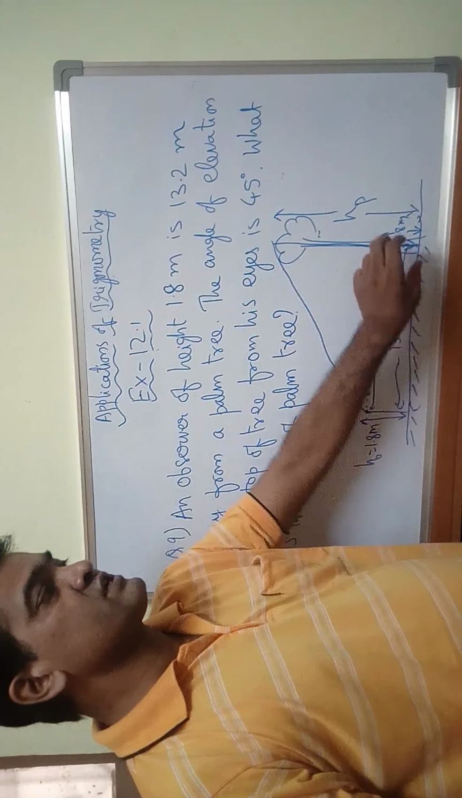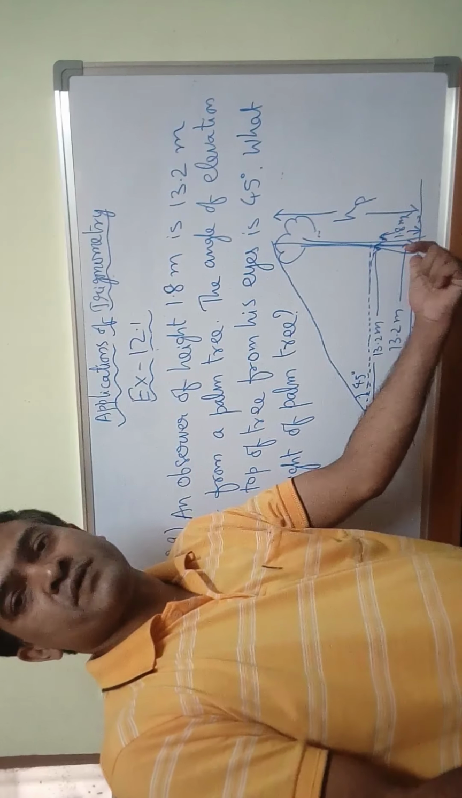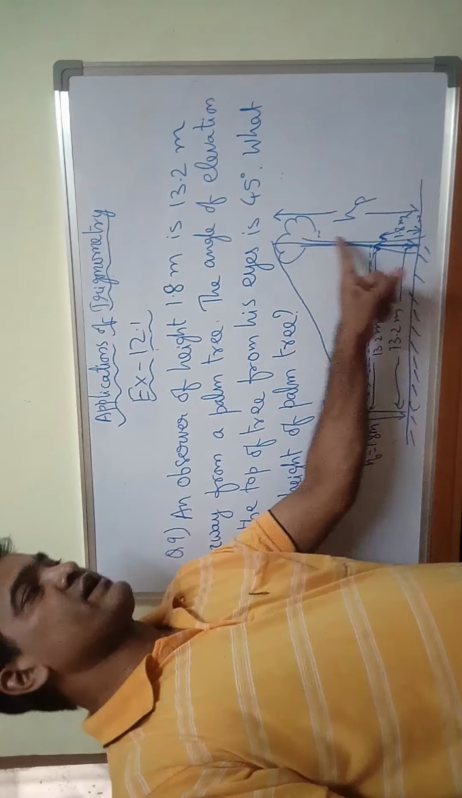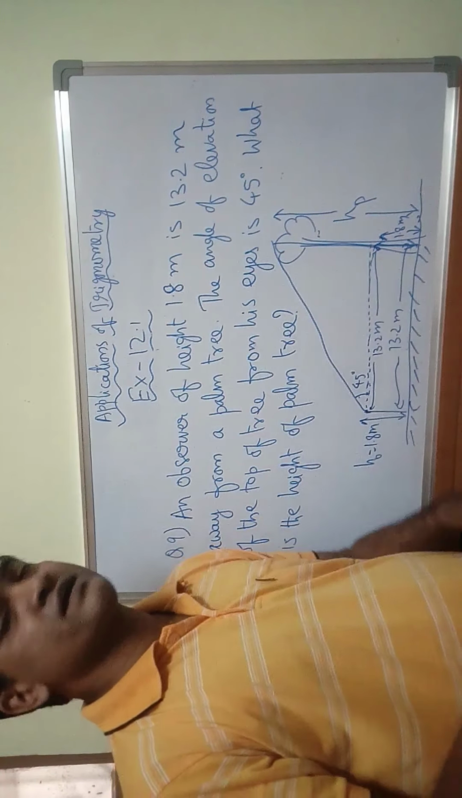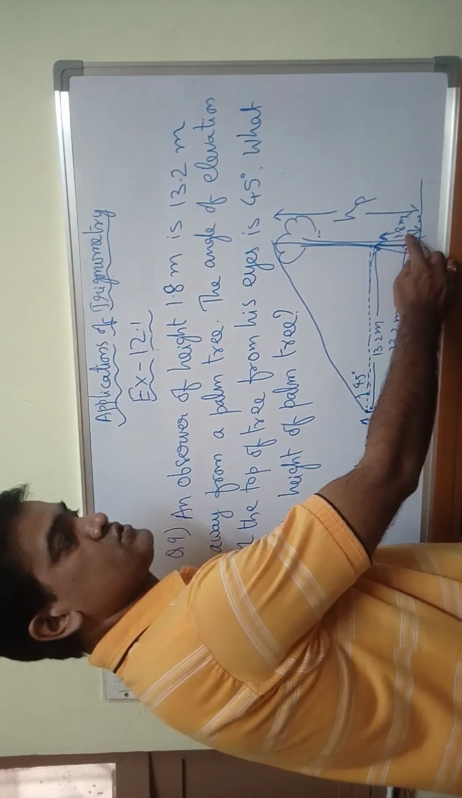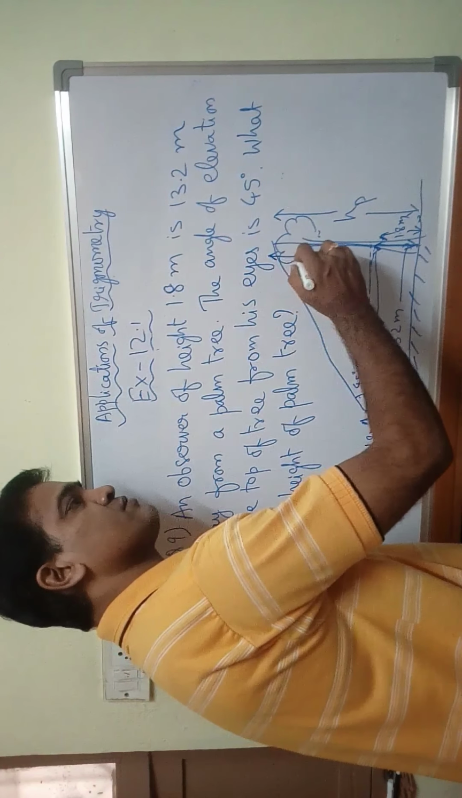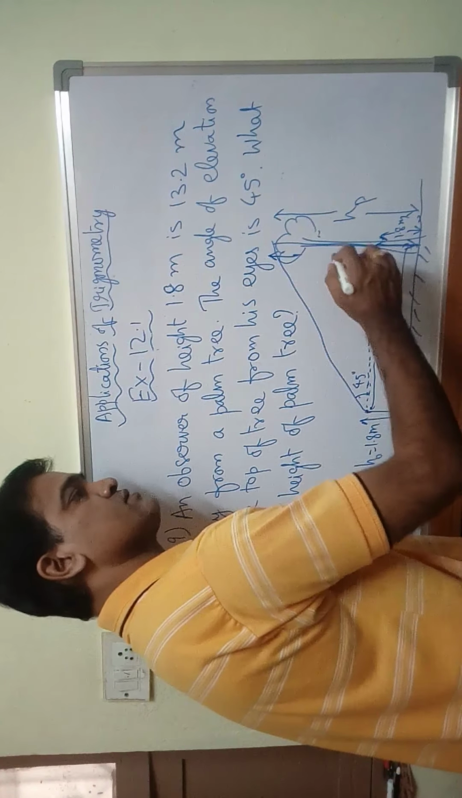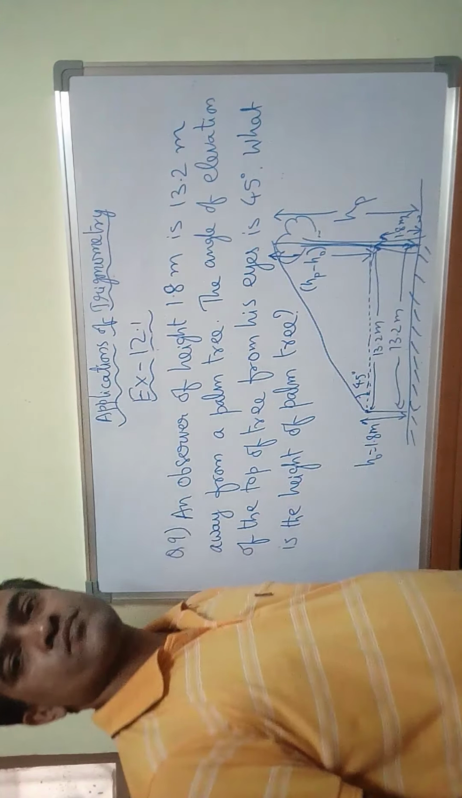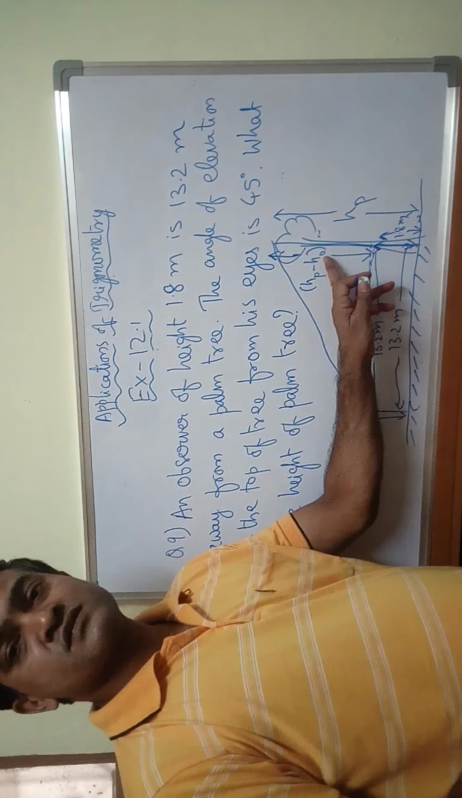In the total height of the tree, we know a portion of the height, which is 1.8 meters, equal to the height of the observer, 1.8 meters. So if you find out the remaining height, what should it be? This 1.8 meters is nothing but the height of the observer, right? So what should be the remaining height, from here to here? This should be HP minus H naught. HP minus H naught, that is, height of palm tree minus height of observer.